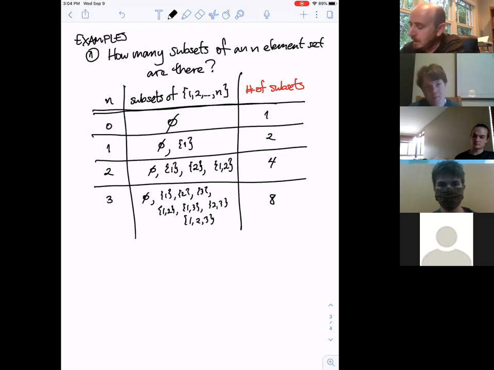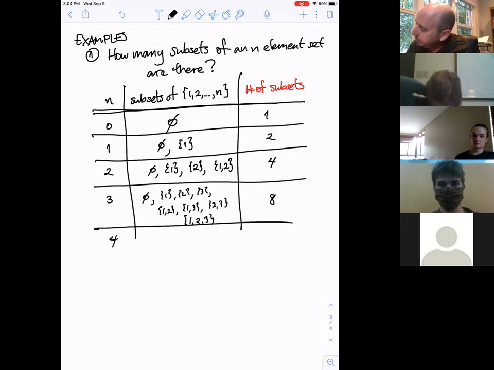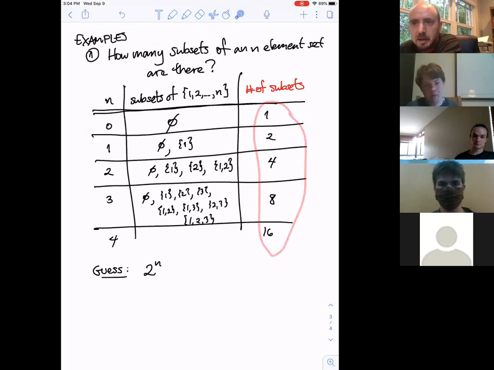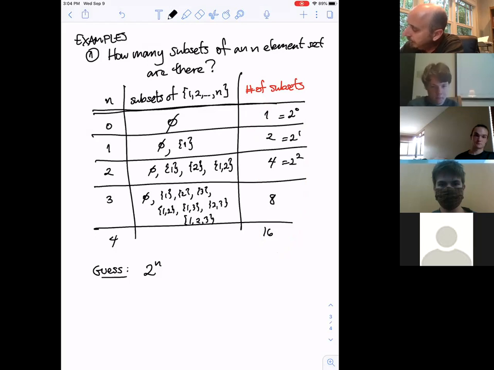Okay. And if you kept at this, you do 4 and you'll see that it's 16. And you'll see that the thing that Rory was saying, guess, 2 to the n. Does everybody recognize these things as being powers of 2, right? This thing that is a power of 2. It's 2 to the 0, 2 to the first, 2 squared, 2 cubed, and 2 to the 4th. Okay? So do this kind of experimentation process when you're given new counting problems that you haven't encountered before.